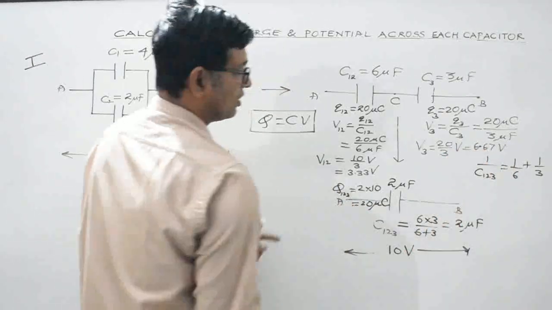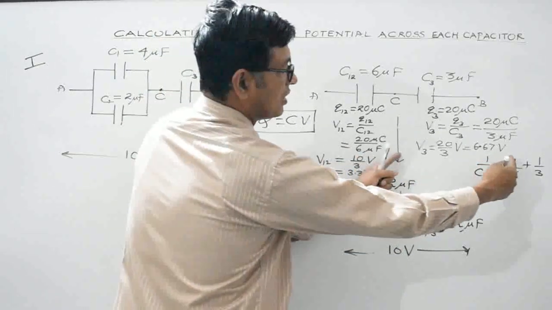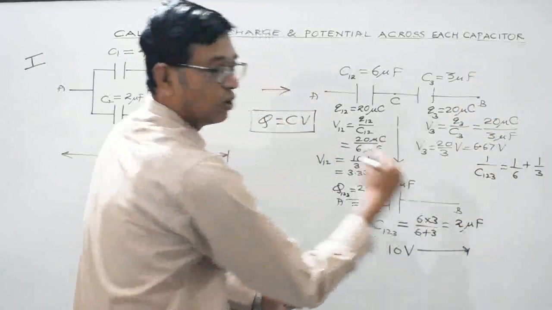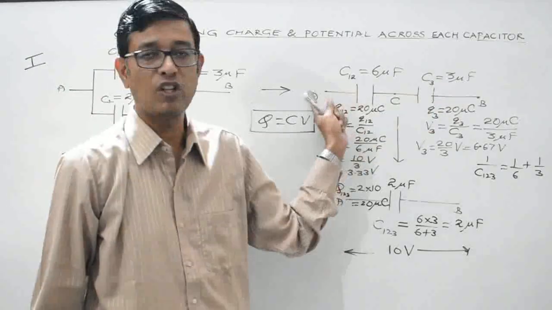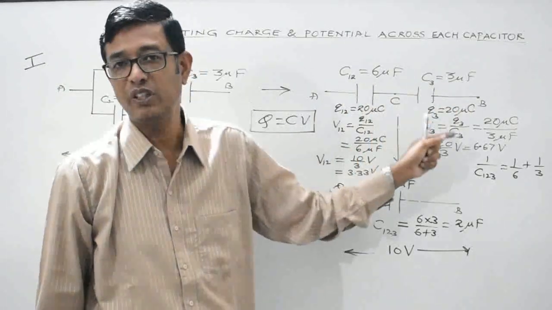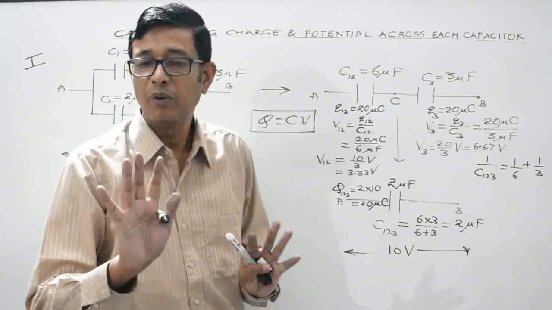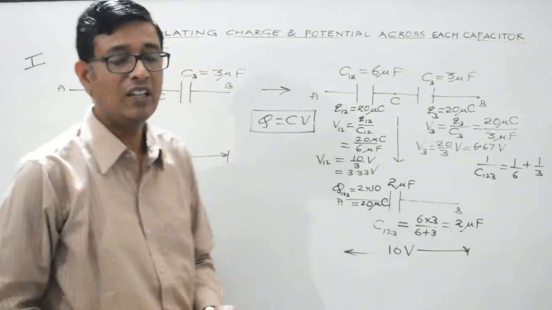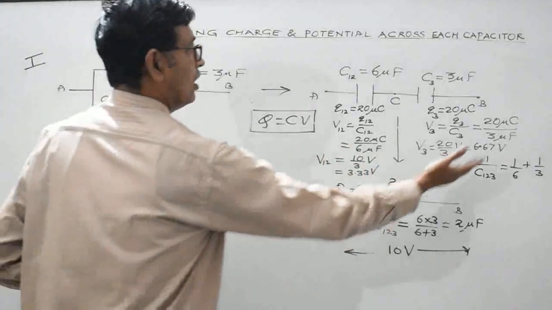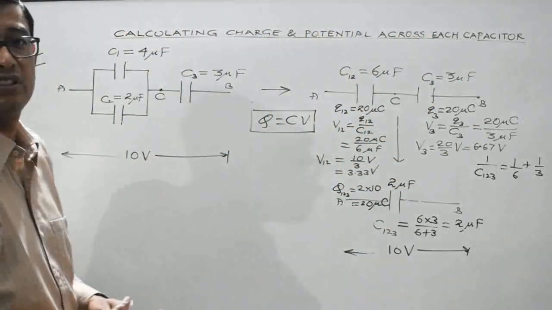So V3 is equal to 20 by 3 volt, which is equal to 6.67 volt. Isn't it? What is the addition of these two? 3.33 plus 6.67. That will give us 10 volt. In series, the net potential difference is given by V equals V1 plus V2 plus V3 and so on. I hope you are able to understand the concept. Right? So now again, proceeding in the reverse direction.